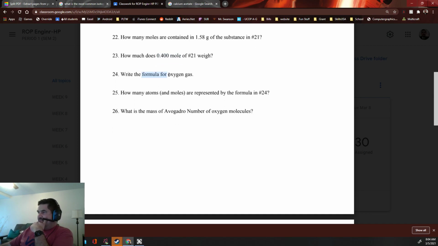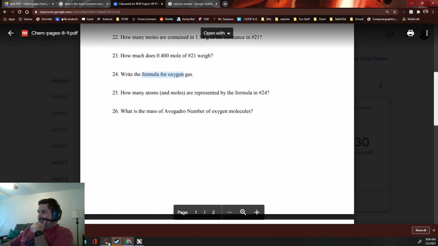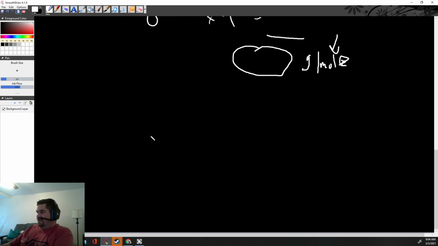And write the formula for oxygen gas. That one I can tell you right now, I won't look it up. Oxygen is an atom. That is oxygen gas that you breathe in. And if you have 3 of them attached, that's ozone. Like the ozone layer on Earth. It's not very healthy at all to breathe. It's good to have up in the upper atmosphere. It blocks UV rays and stuff from entering the Earth.